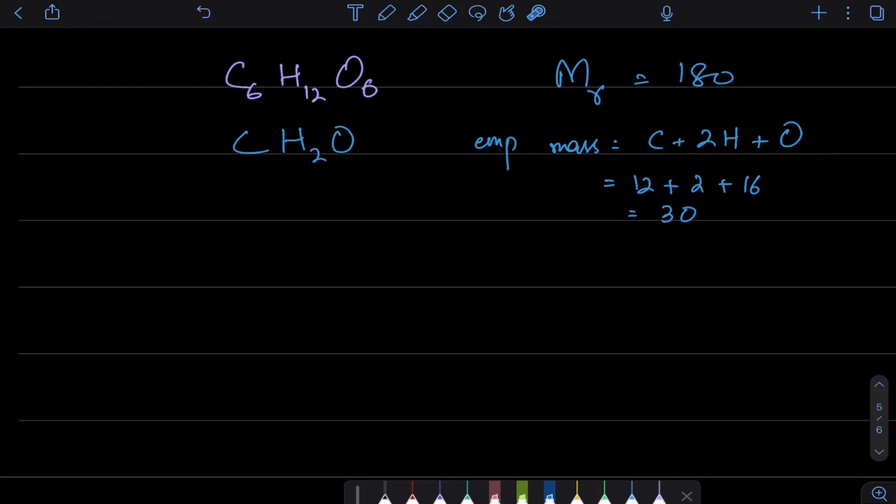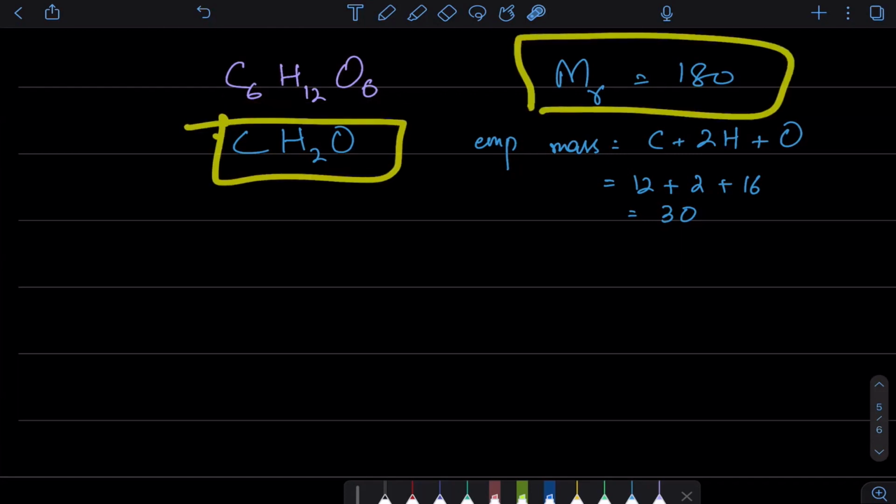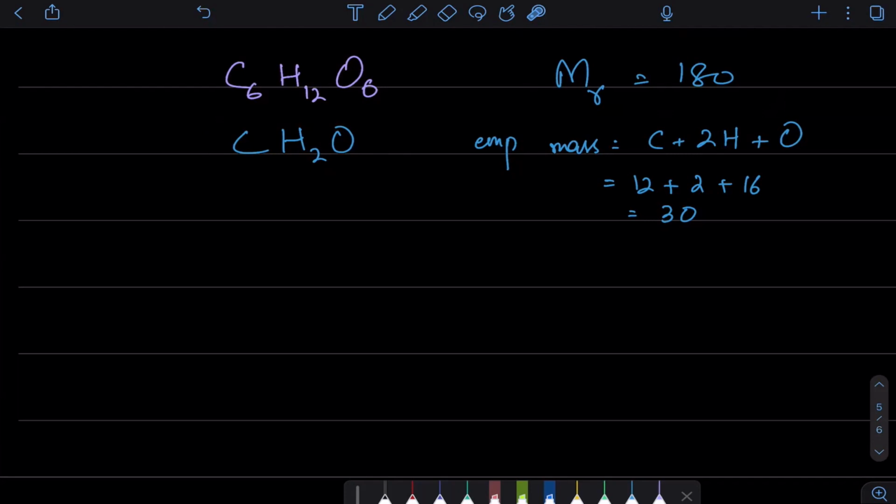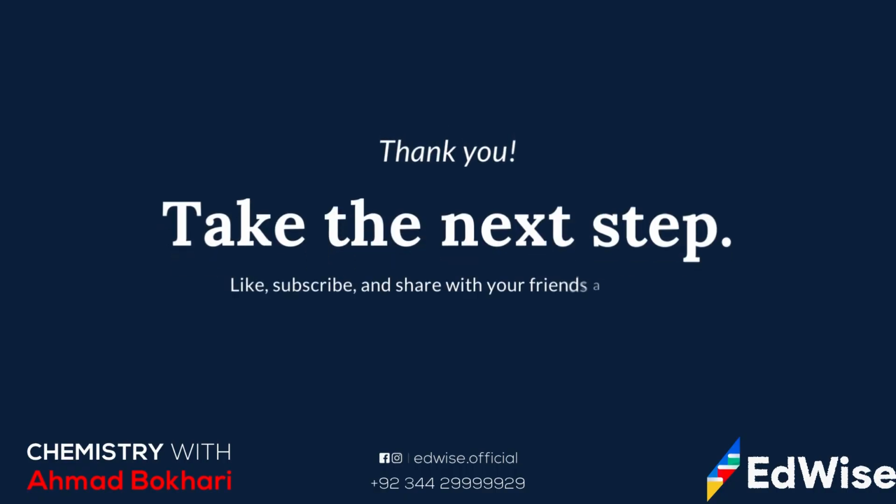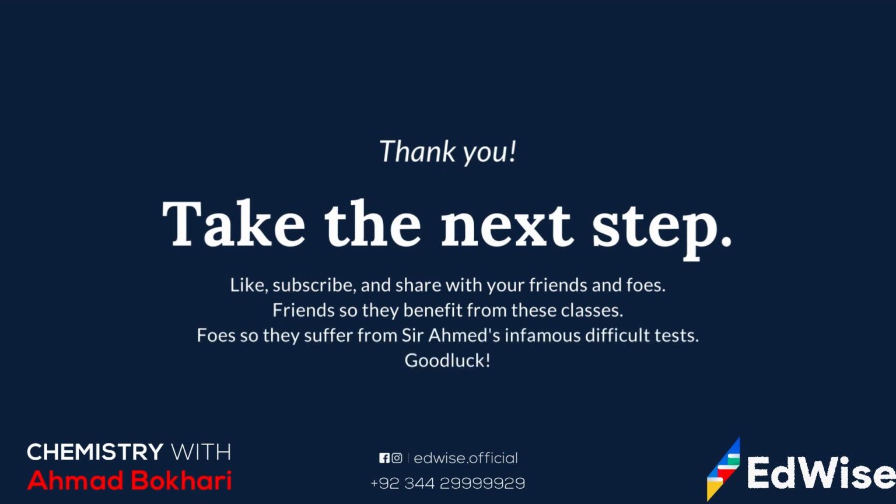In other words, if you have the empirical formula, you just need the MR and you will figure out the molecular formula. An examiner sometimes asks a 1-mark question: what information do you need after empirical formula to figure out the molecular formula? The answer is molecular mass. How do you do it? You simply take this divided by whatever empirical formula mass you have. 30 for example here. 6 comes out, multiply 6 with this, and you'll get your molecular formula. Okay, thank you so much.